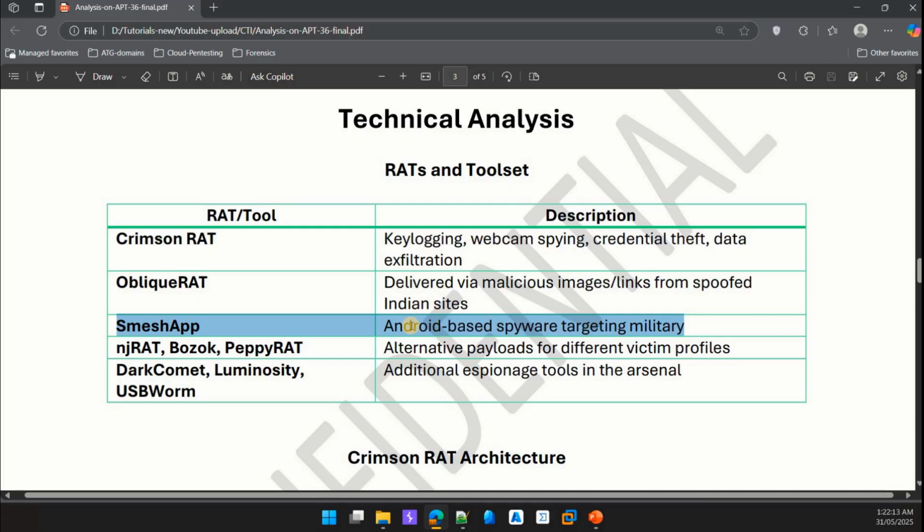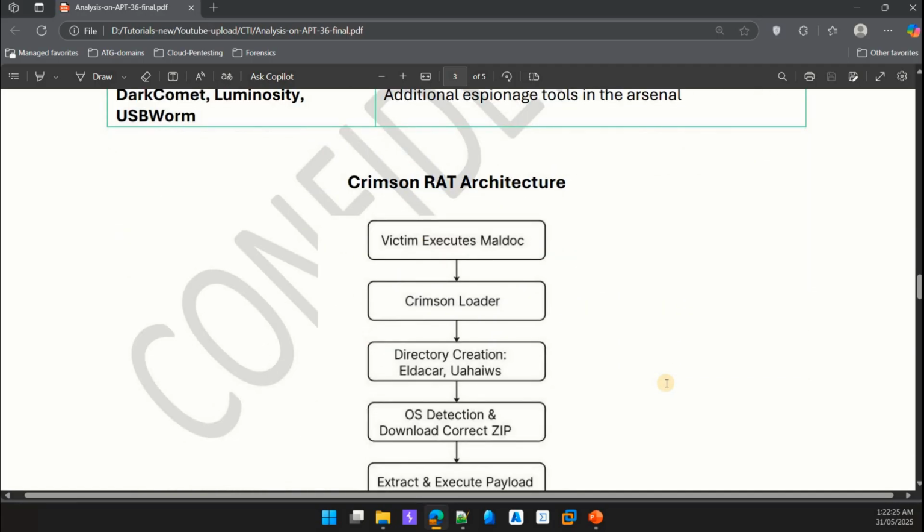They deploy NGRAT, Pazog, Pepirat, etc., which are alternative payloads for different victim profiles. DarkComet, Luminosity, and USBBomb are additional espionage tools which were used in this arsenal.